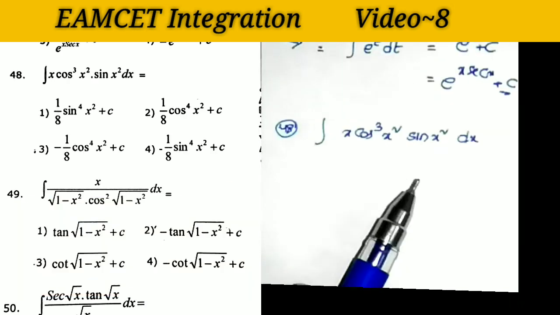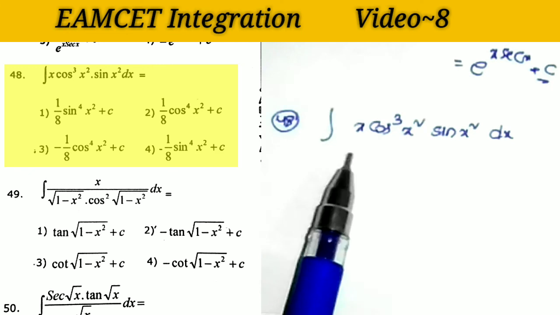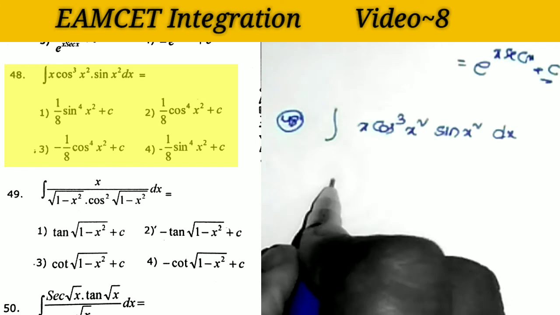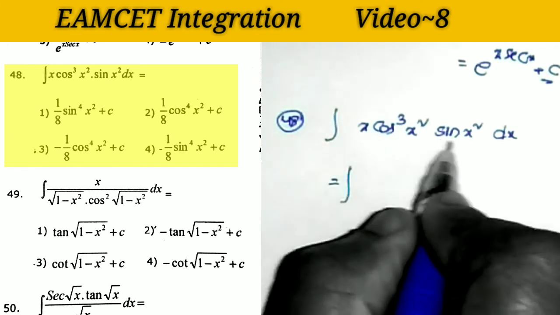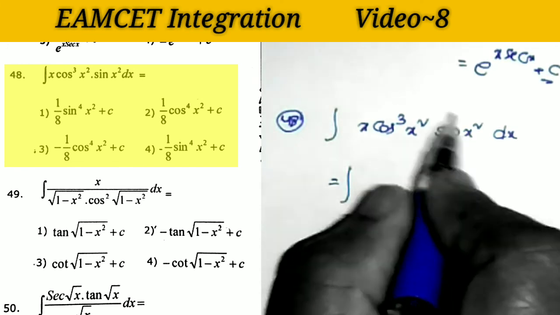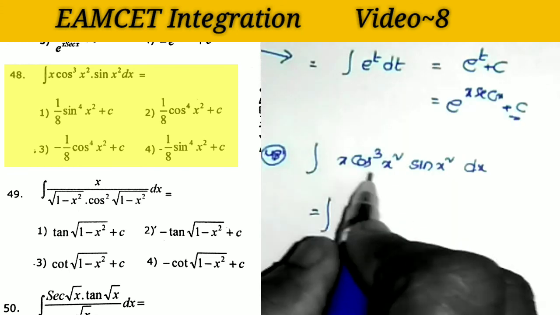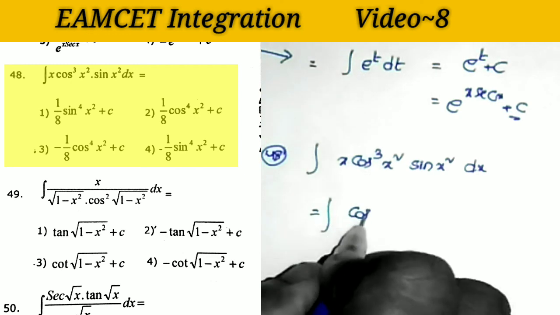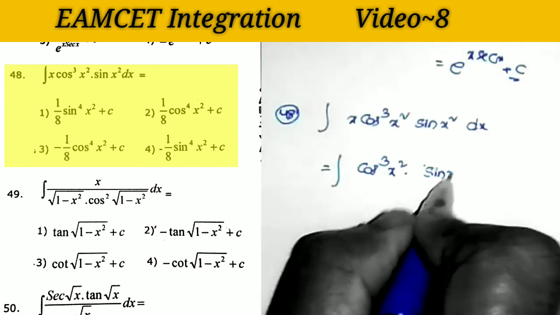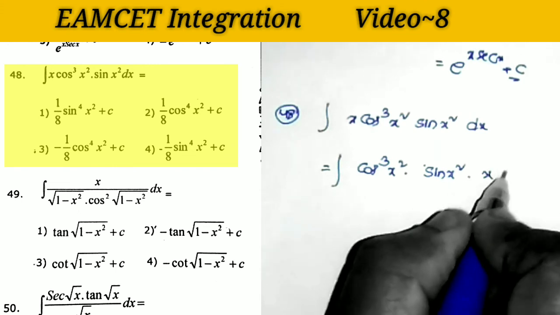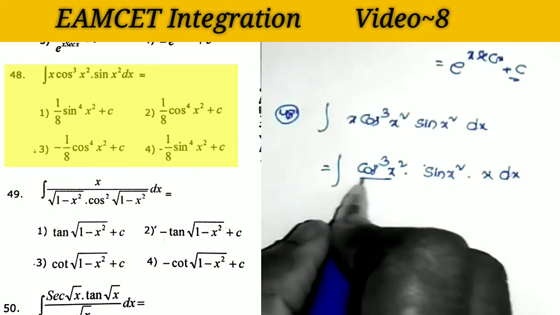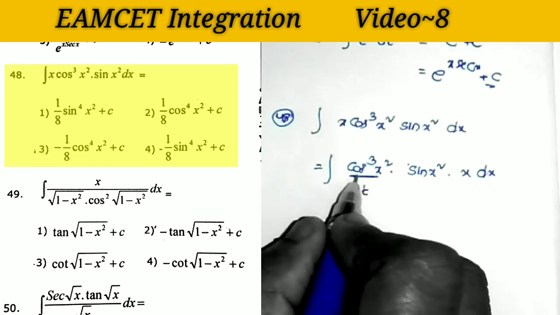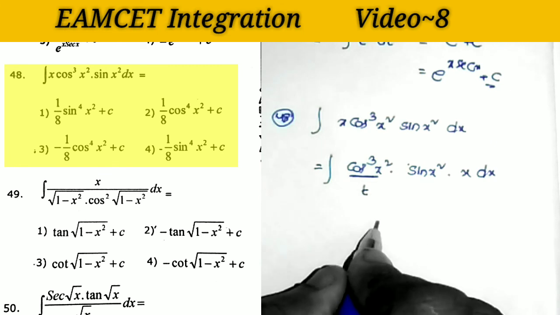Okay. Next question, sum number 48, integral x into cos cube x square into sin x square into dx. Okay, so see here, what is cos x derivative? Minus sin x. And what is x square derivative? 2x. That is some parts of the derivatives of cos x square are existing here. Okay, so first I take the function cos cube x square into, next I take the value sin x square into x into dx. Now I take that only cos x square is equal to t, not cos cube x square.